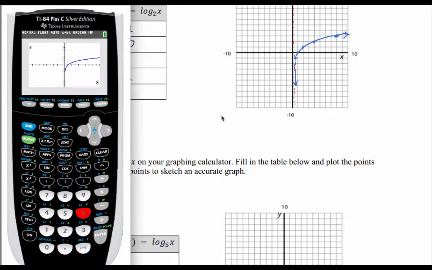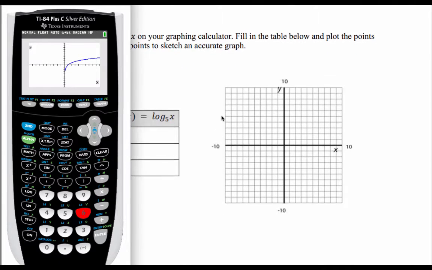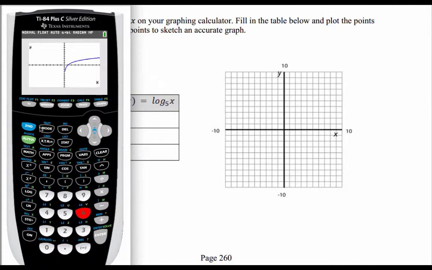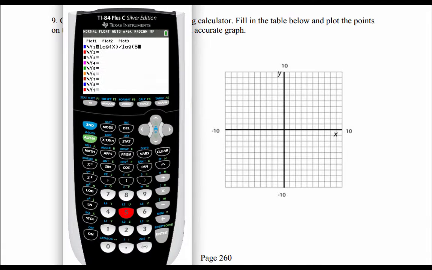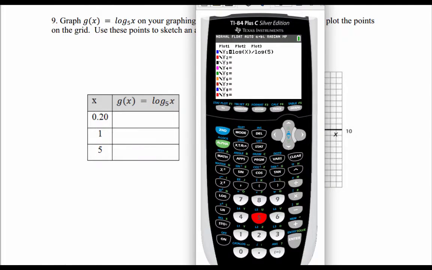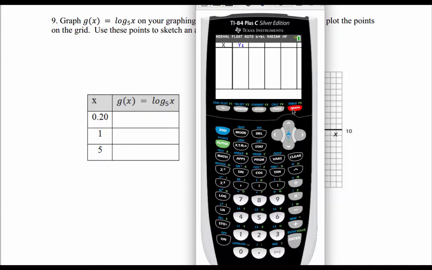Okay, so this time they're asking us to change it to logarithm base 5, so let's go ahead and do that. Let's go to our y equals here, and really the only thing I have to do is change that 2 to a 5. So let's do that. Change that to a 5. All right, cool beans. Let's go ahead and drag this over here so you can see the table. They're only asking us to do 3 points this time. So let's go into our table, let it help us out here.